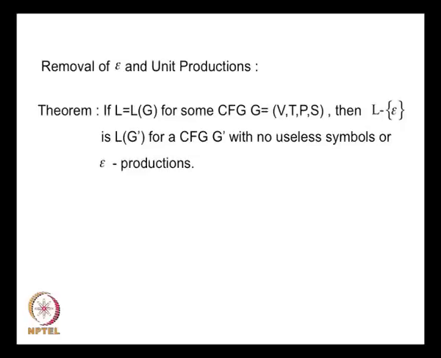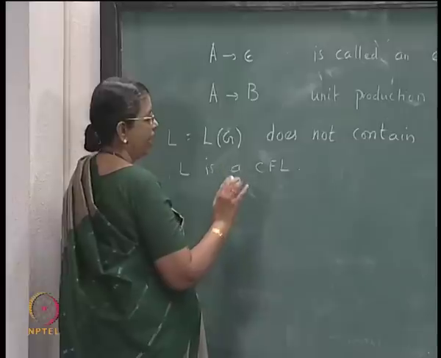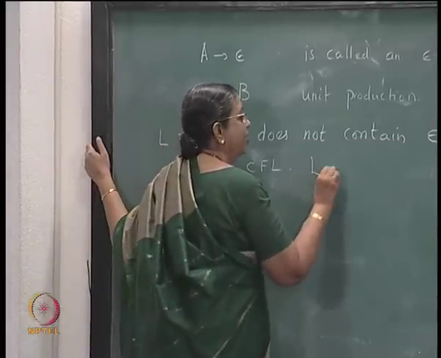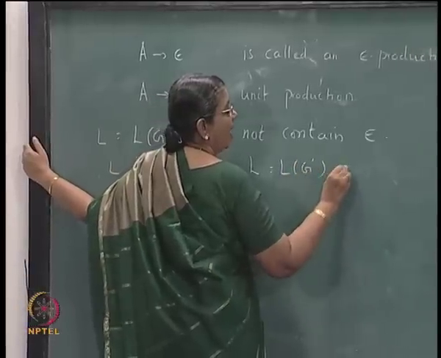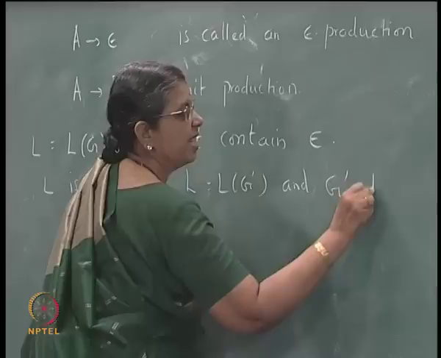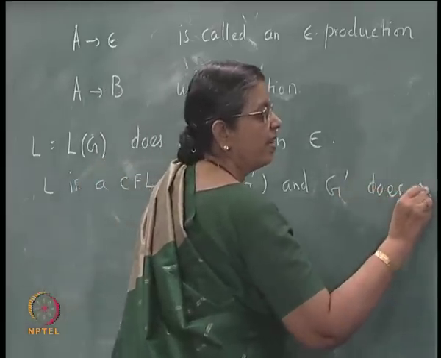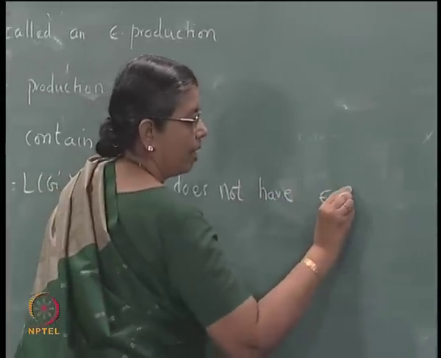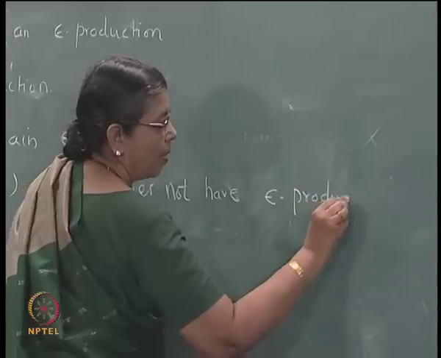CFG G, then L minus epsilon is L(G'), that is, all strings in L except epsilon can be generated by a grammar G' with no useless symbols or epsilon productions. So, without loss of generality we assume that L does not contain epsilon, and we have to show that L is equal to L(G') and G' does not have epsilon productions.